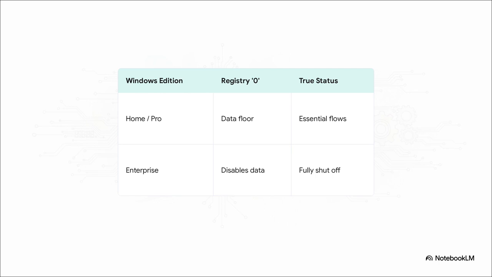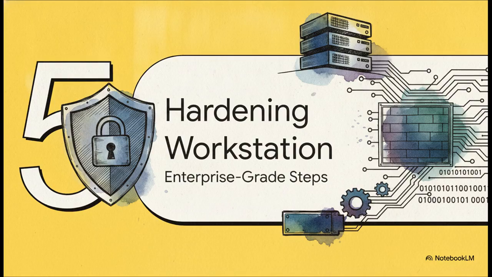On Windows 11 Home and Pro, a 0 is basically just treated as a required data floor. That means essential diagnostics are still flowing. You literally cannot turn it fully off. However, if you're running enterprise or education editions, setting it to 0 actually does disable the diagnostic data. And unfortunately, a lot of online guides blur this distinction, which leaves everyday home users with a total false sense of privacy. Which leads us directly into Section 5, hardening your workstation.